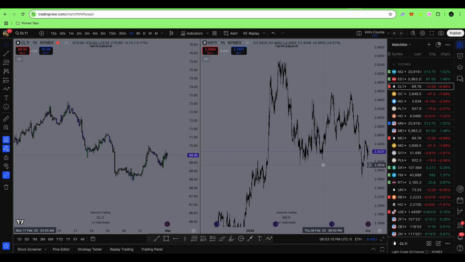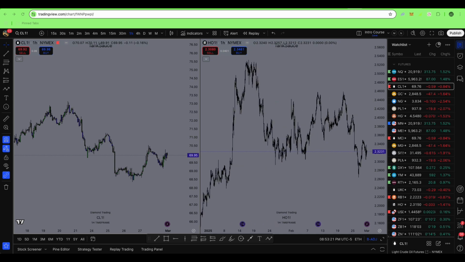So that's what it means if you hear us talking about correlated assets, or you hear us talking about the crack in the correlation. These are the specific things that we are talking about, and it's a couple ways that you can use them.